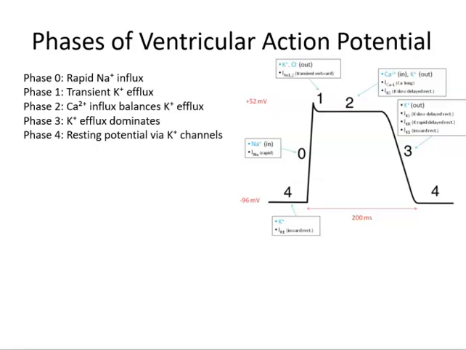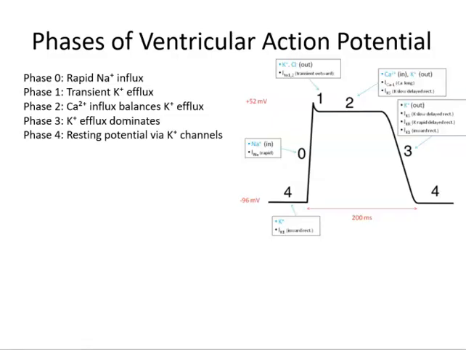All right. First, we're going over ventricular action potential. It starts with phase 0, which is a rapid depolarization. This is where sodium channels open and sodium rushes into the cell, causing the membrane potential to shoot up. Then phase 1 is a brief dip, and this comes with potassium briefly leaving the cell. And then phase 2 is called the plateau.